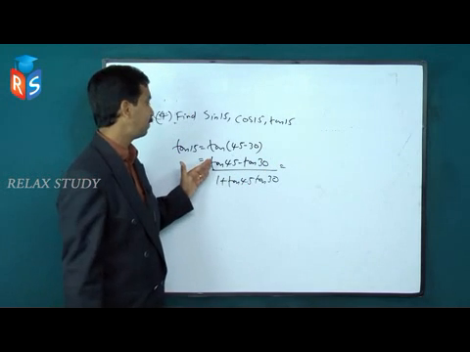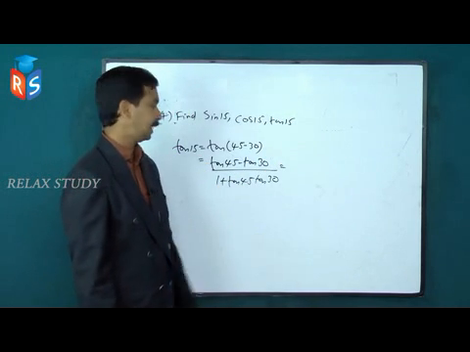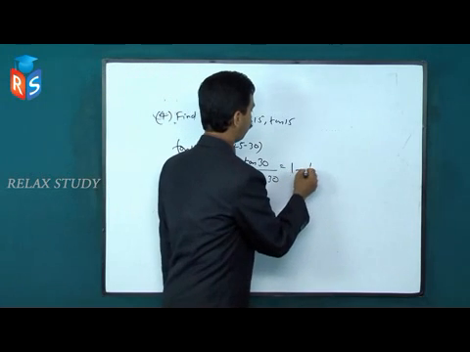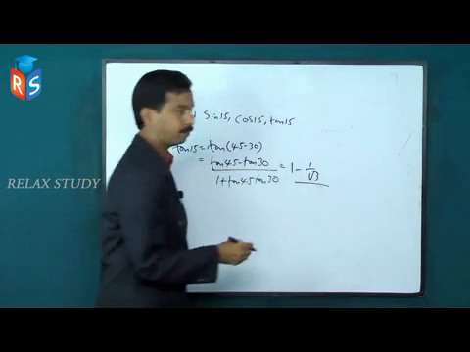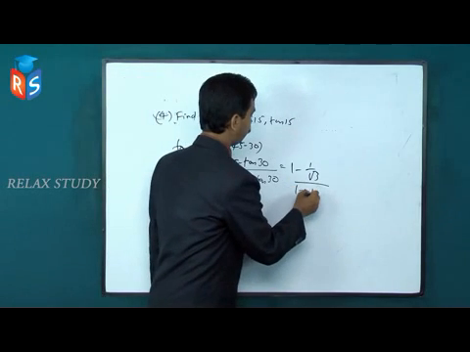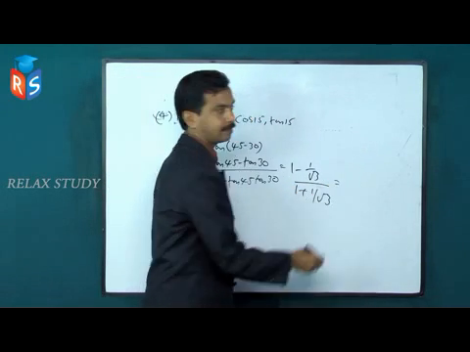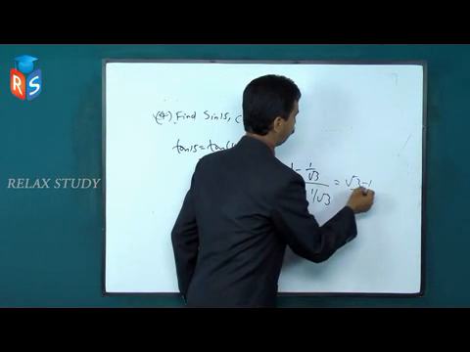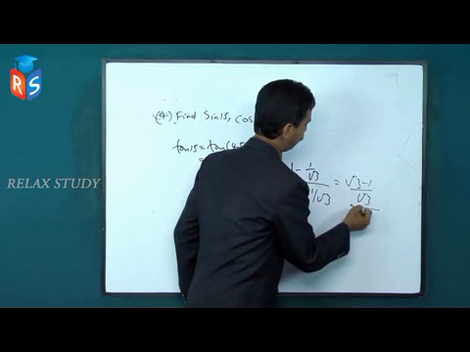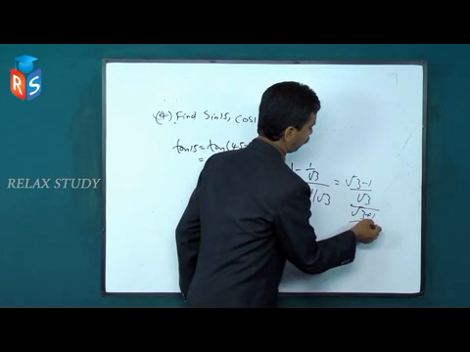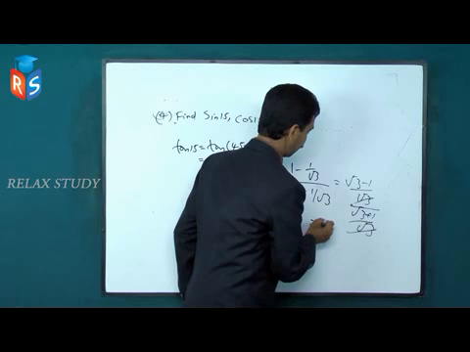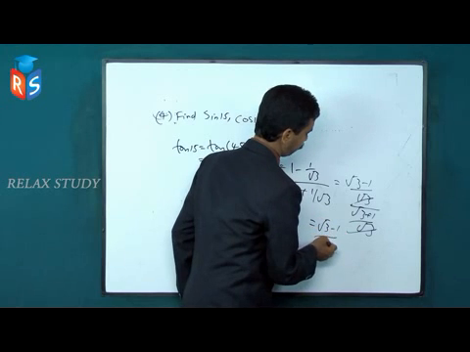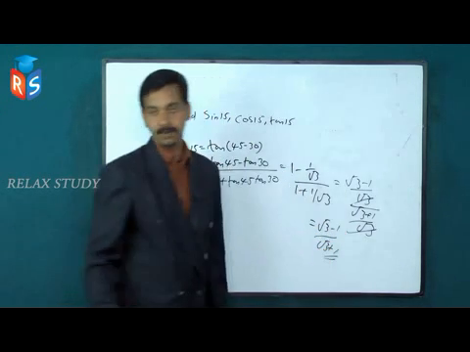Here also we are replacing the values of tan 45 and tan 30. Tan 45 equals 1. So 1 minus 1 by root 3 divided by 1 plus 1 by root 3. Taking the LCM and simplifying, the answer is root 3 minus 1 by root 3 divided by root 3 plus 1 by root 3. So simplifying, the answer is root 3 minus 1 by root 3 plus 1.